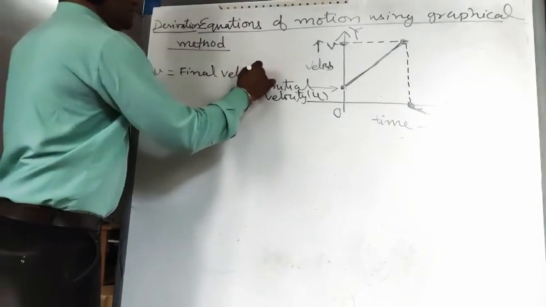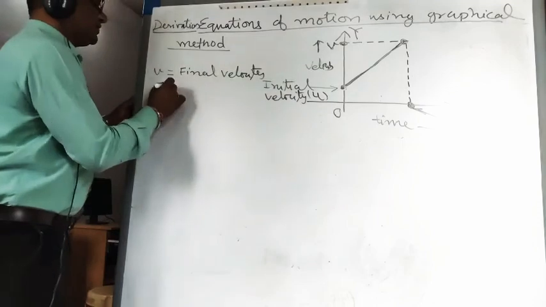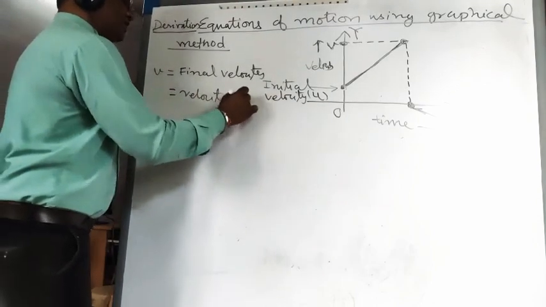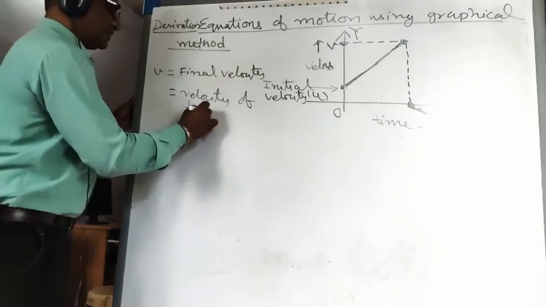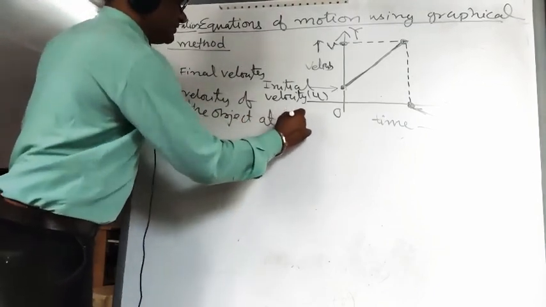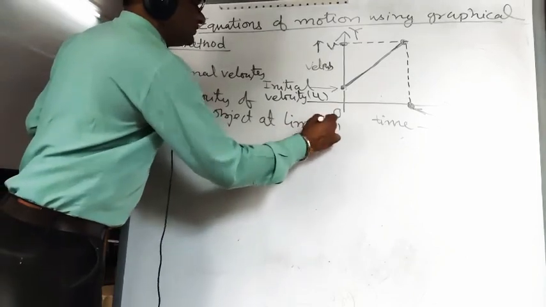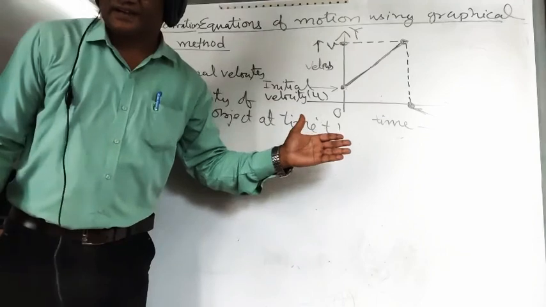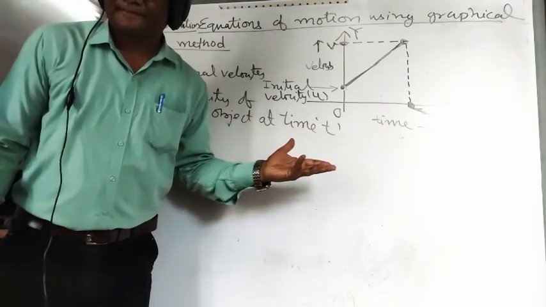Please note down this. V is final velocity. We can also say that velocity of the body, velocity of the object at time t. T may be a general time. It may be 5 seconds, 3 seconds, 4 seconds. It could be any time.